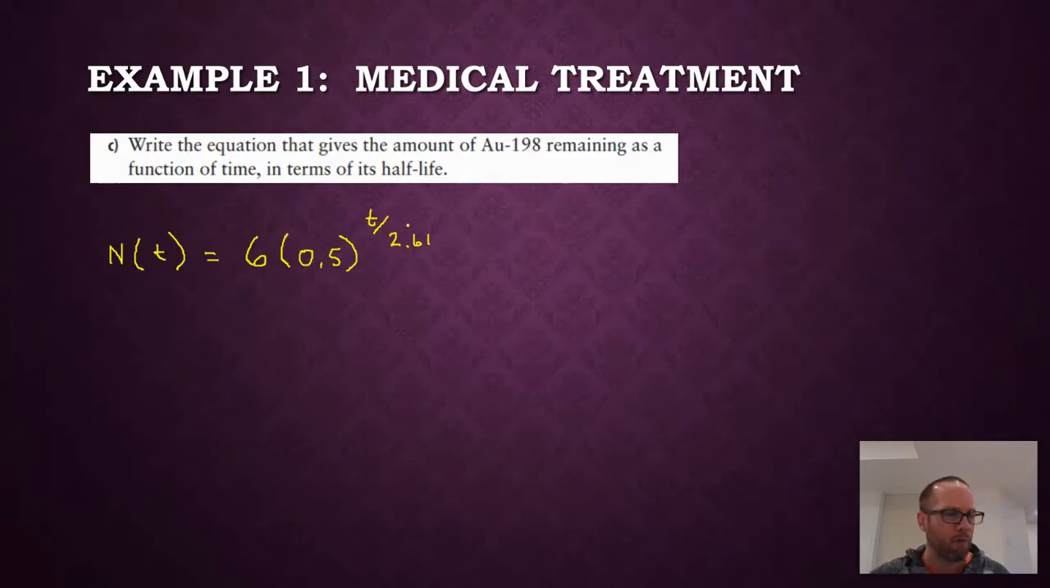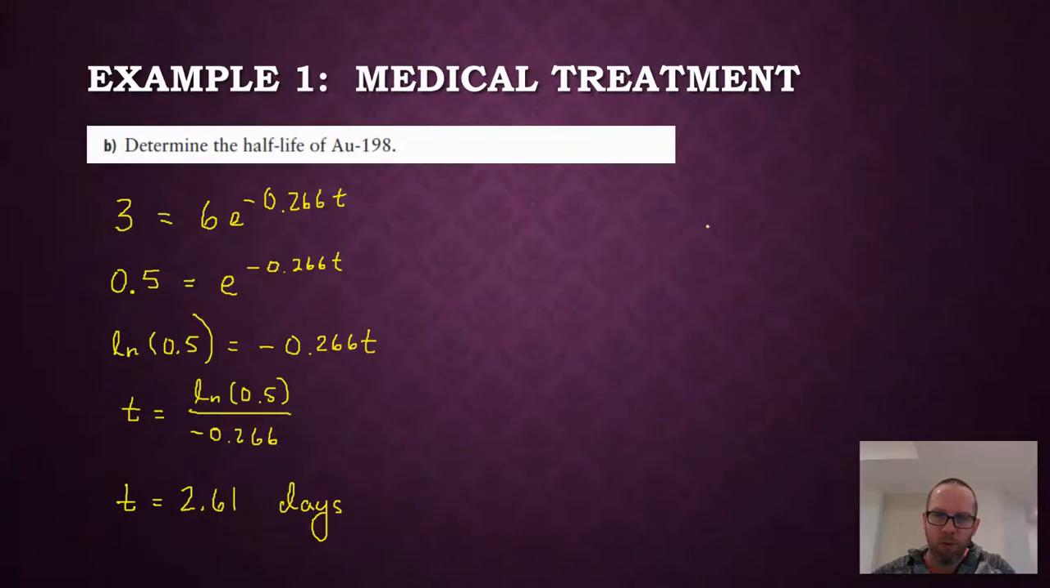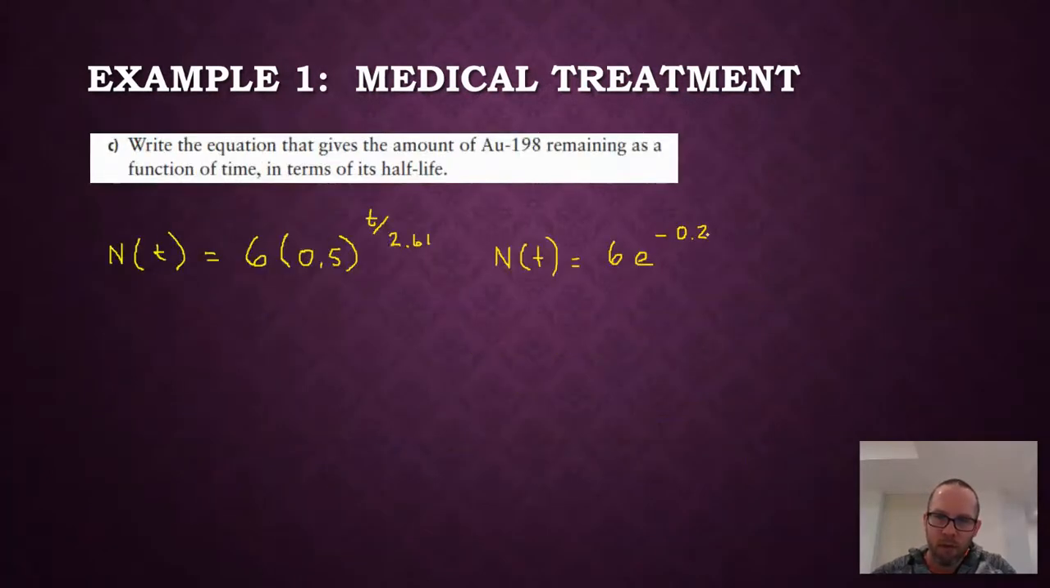Before we actually do some derivatives, I want to compare two things. I'm just going to write it down for myself. You probably have this in front of you. We have two ways of writing this function. We have what we just did with the half-life, and we had our earlier function with the disintegration constant, which was negative 0.266. Two different ways to represent the same function. Those are the same function. If we ignored all the rounding, they're the exact same function.